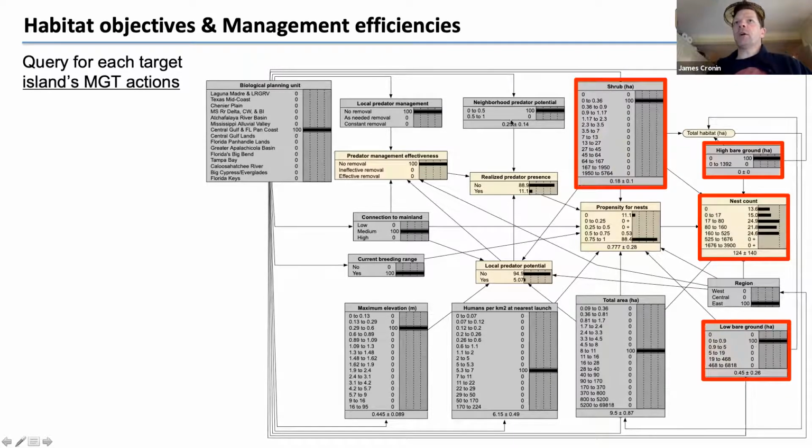And then we go back and hypothesize those management actions by using that most probable or expected value for the shrub, high bare, and low bare ground in order to predict a new nest count distribution, which we can then resample.